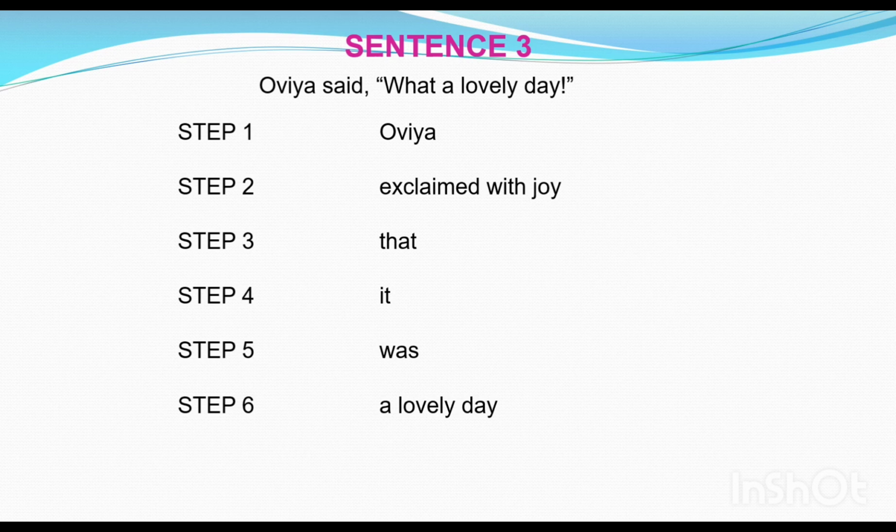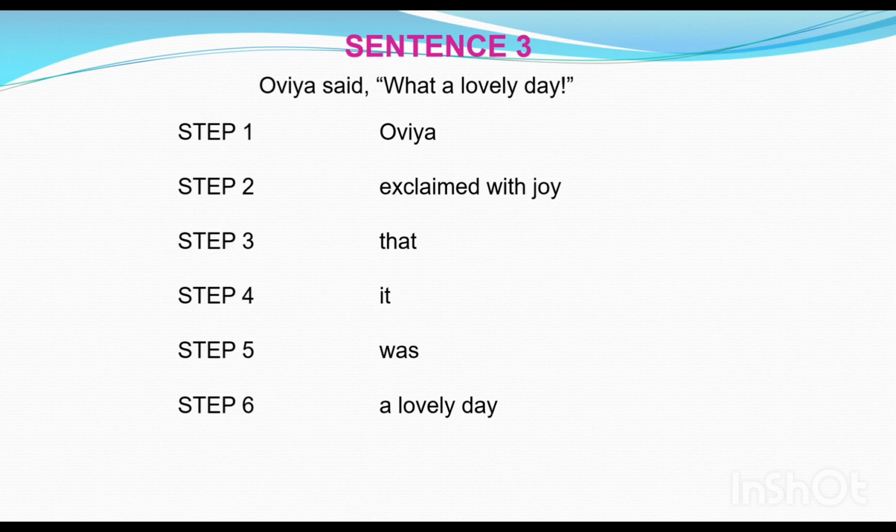We have to find out the subject here. Actually, this sentence means that Ovia said, what a lovely day it is. It is implied here. So, she is saying something about the day. So, we have to write it instead of day.